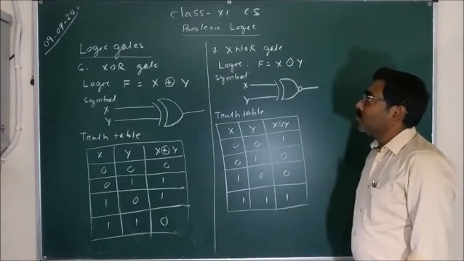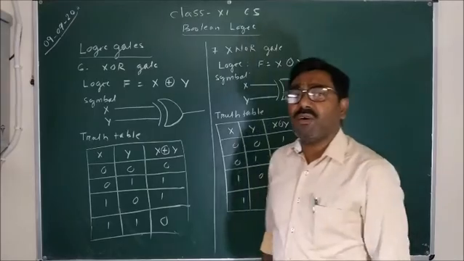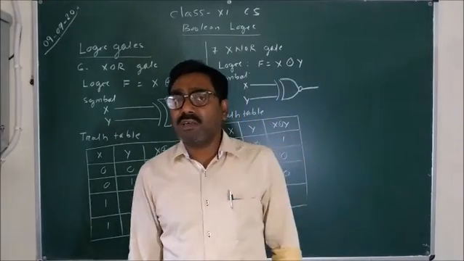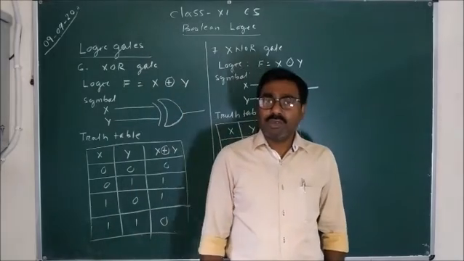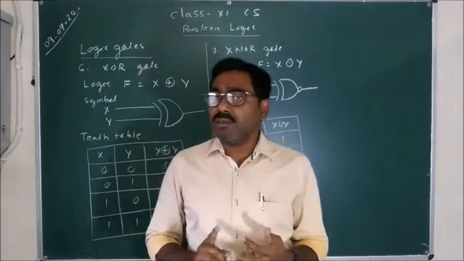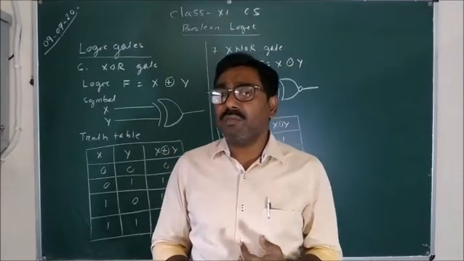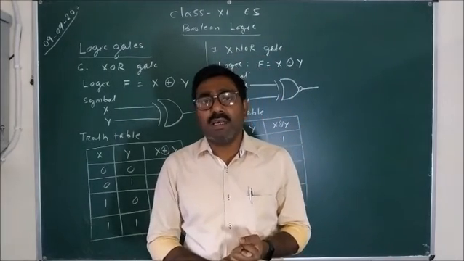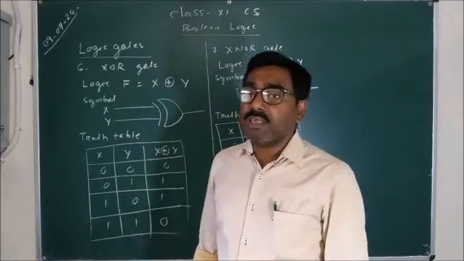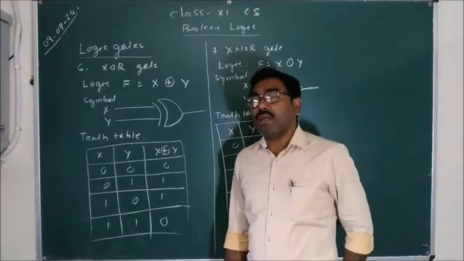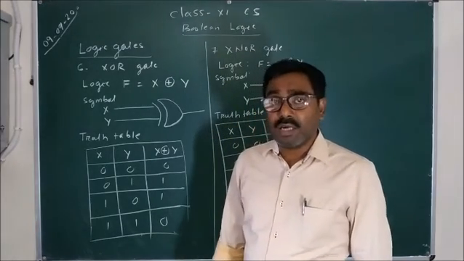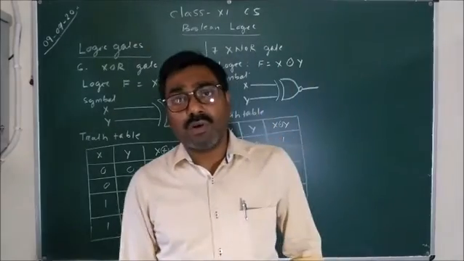And today's topic is the remaining part of logic gates. In the last session, I told you about 5 different kinds of logic gates: the 3 basic gates, AND gate, OR gate, NOT gate, and 2 combinational gates, the NAND gate and the NOR gate. Today we will go for 2 more gates. One is called the XOR gate, another is the XNOR gate. That is the exclusive OR gate and the exclusive NOR gate.